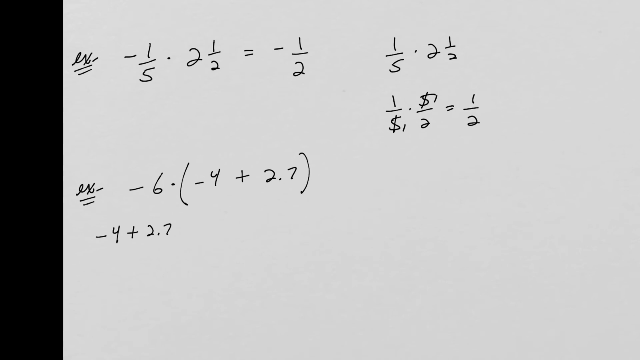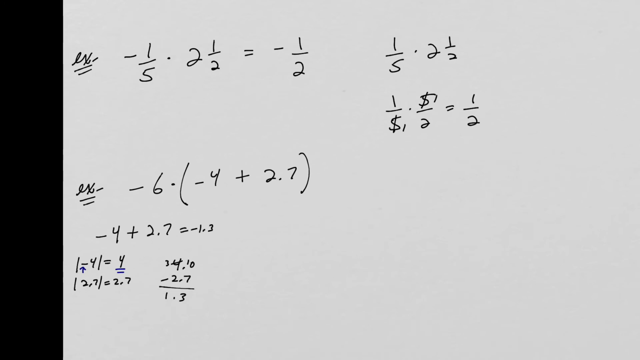They have different signs. So the rule is I find the absolute value of each number. So this is going to be 4. Absolute value of 2.7 is 2.7. I subtract largest minus smallest. So I need to borrow here. This is going to be what, 1.3? And then I keep the sign associated with the larger absolute value, which is 4, and that's going to be negative, right? So this really, I guess, is negative 1.3.